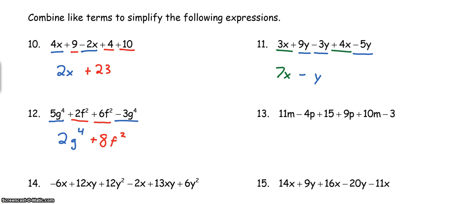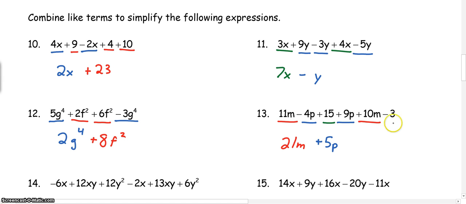Number 13, when I look at like terms, I have 11m plus 10m. So when I add those, I'd get 21m. I have negative 4p plus 9p. So negative 4 plus 9 gets us a positive 5p. And I also have a like term of 15 minus 3, which gets us plus 12.